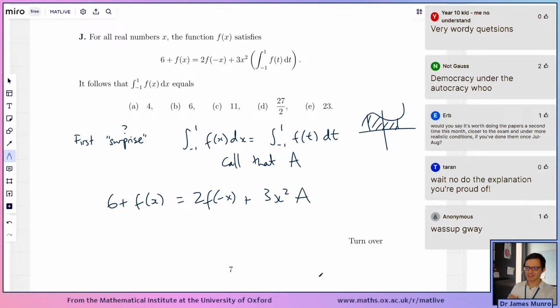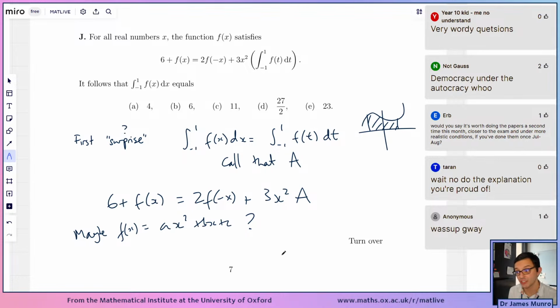So that's making me think that f of x is some sort of quadratic. Sort of see some f of x, f of minus x stuff going on. There's a quadratic term over here. It's quite tempting to just say maybe f of x is ax squared plus bx plus c, and see if you can make that work.